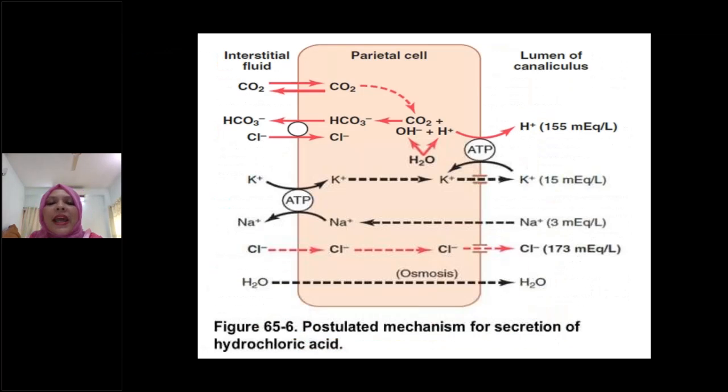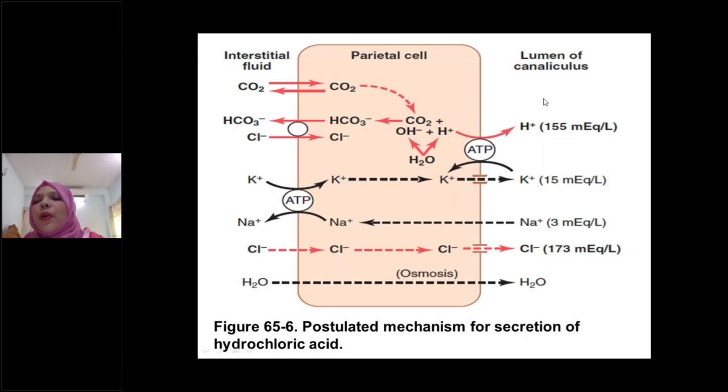Now see the mechanism according to Guyton. You can write down or draw this figure from Guyton or Ganong, no problem at all. See figure 65-6 from the 13th edition, postulated mechanism for secretion of hydrochloric acid. Same thing: from interstitial fluid, carbon dioxide enters into the gastric parietal cell, and production of carbonic acid occurs. And this carbonic acid dissociates into hydrogen ion and bicarbonate.